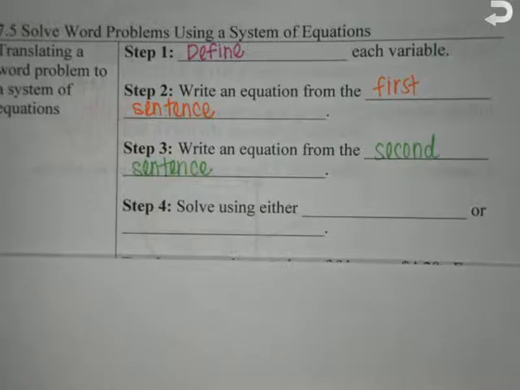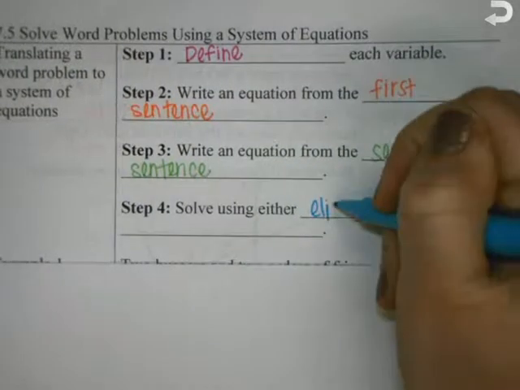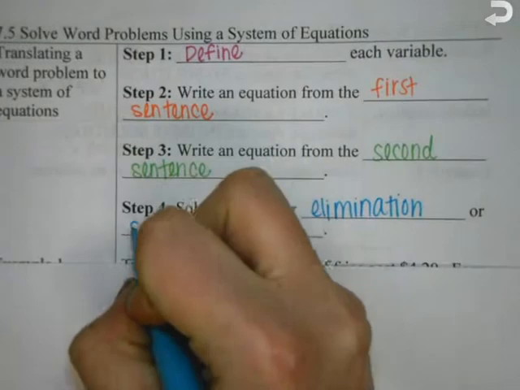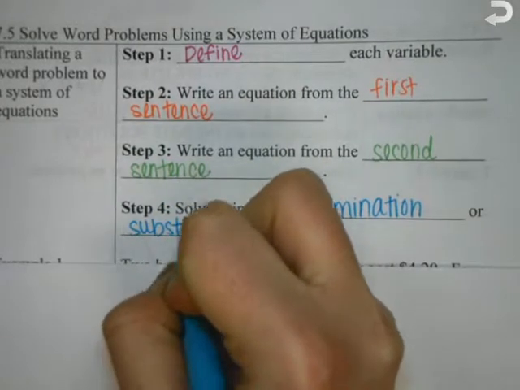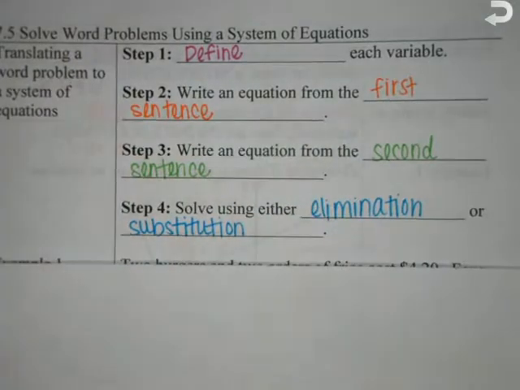Okay? And so then you're going to have a system, and so you can choose which method you want to use. You're going to solve using either elimination. So wait, so it's going to be like Unit 6, how we had the two sentences, or no? Yes, there's going to be, yes. Oh, it's going to be like a little short paragraph, which is why I typed it out for you. Okay. So after you make your system, you can choose whichever method you like better, elimination or substitution.